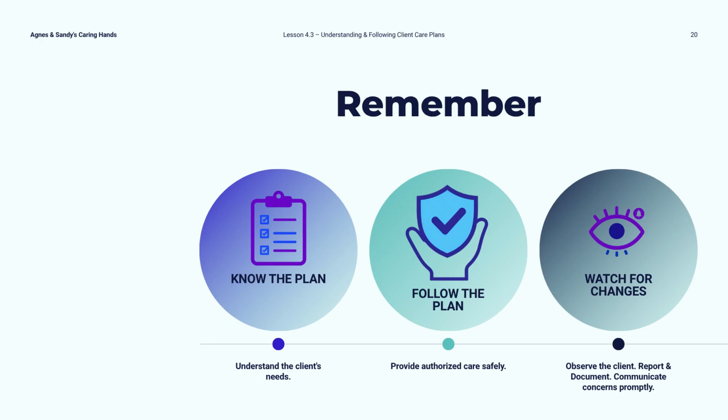The client care plan is one of the most important guides you will use as a care partner. Know the plan before providing care. Follow assigned services and safety precautions. Respect the client's choices and preferences. Pay attention when the client's abilities or condition appear different from what is documented. And remember your responsibility when something changes. Observe, report, and document.